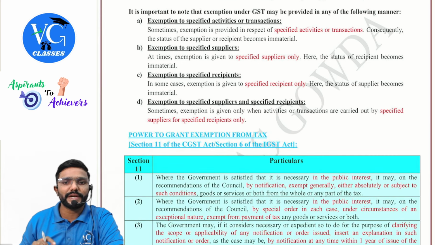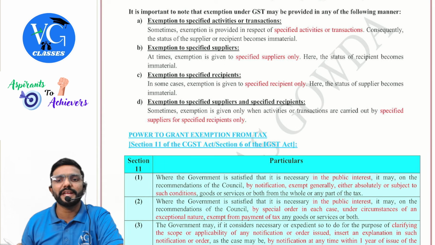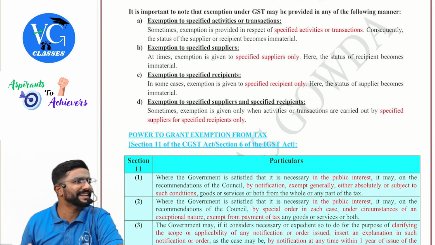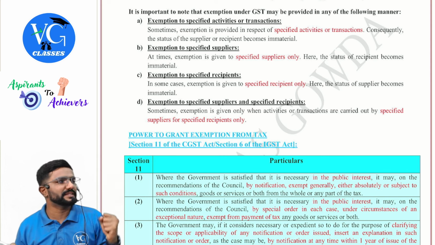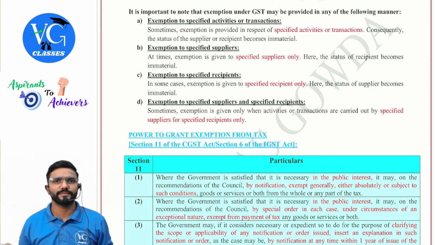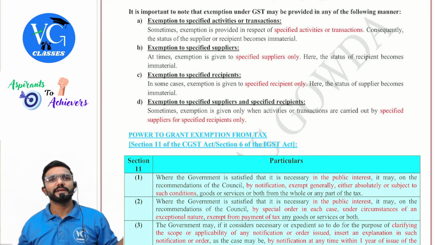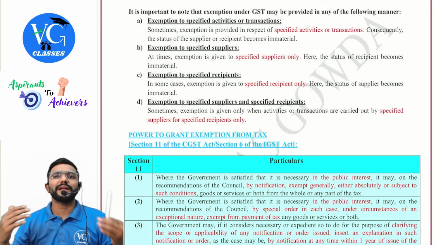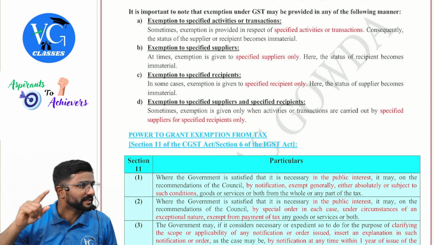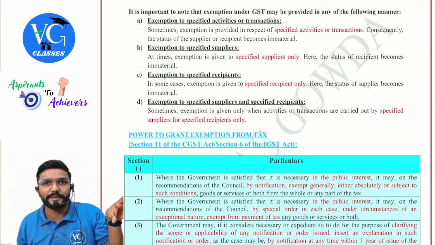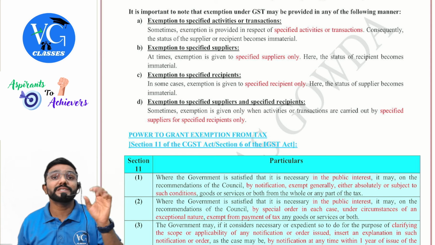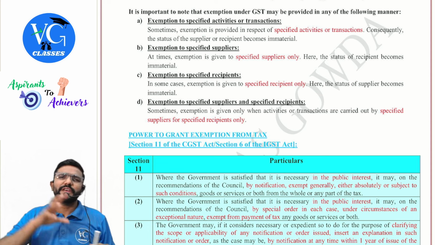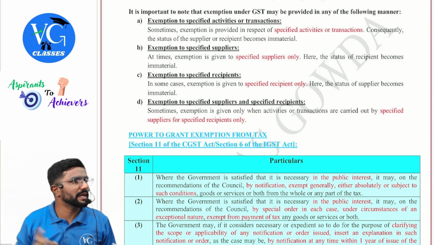It is important to note that exemption under GST may be provided in any of the following manner. Means there are four categories of exemptions, guys. What are those? First one, exemption to notified activities or transactions. Means here the exemption is activity based. Anyone performing that activity will enjoy the exemption, no matter who is the supplier, who is the recipient. For example, charitable activities provided by a charitable institution only are exempt. Correct? So there they have clearly told who should be the supplier. Now, agricultural activities done by anyone are exempt. So is it activity based? Yes. So if anyone is doing that activity, they will enjoy the exemption, guys.